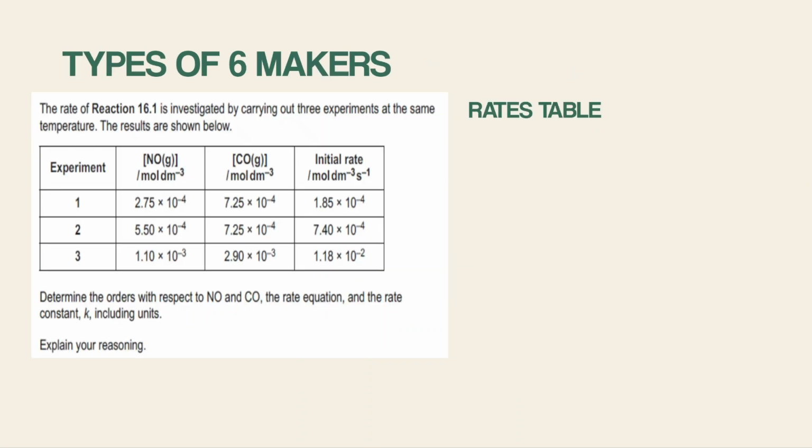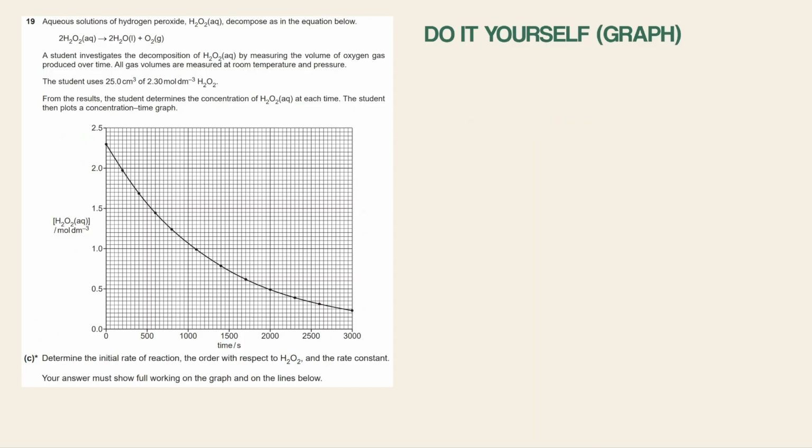So in my opinion, there are 3 types of 6 markers. The first type are the rates table. So this is where multiple experiments are conducted to see whether or not a change in the concentration of a reactant actually affects the rate. It's just standard, and in my opinion, it's the easiest.